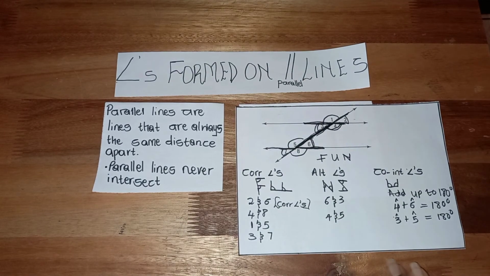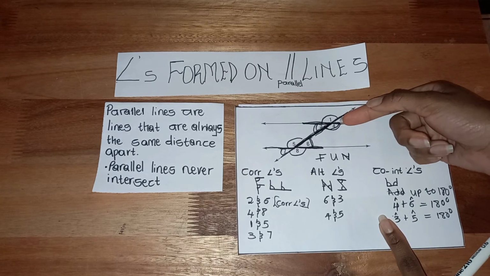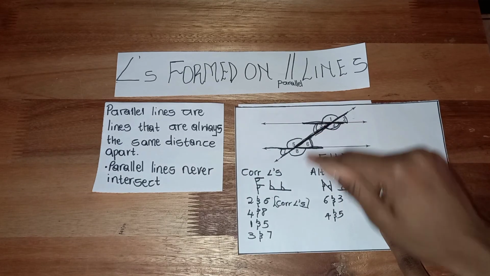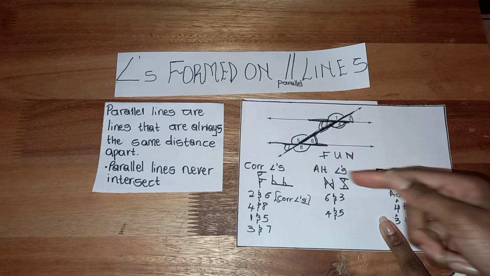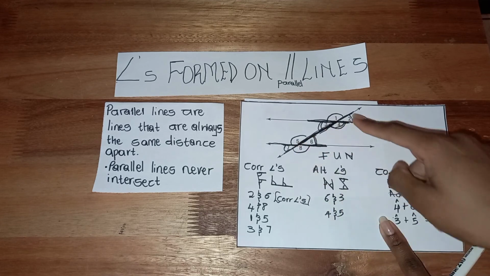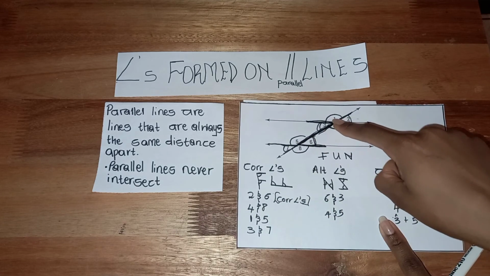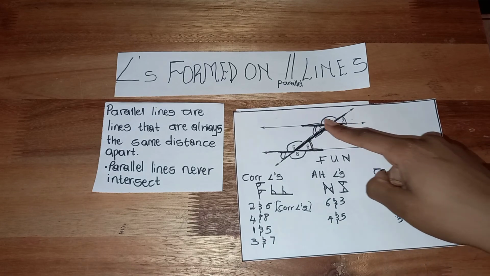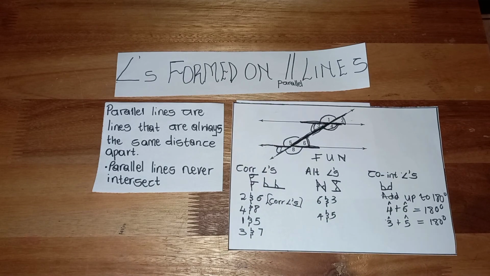So let me show you other things like vertically opposite angles. You can see that angle 1 equals angle 4 because they are vertically opposite. Angle 2 equals angle 3 because they are vertically opposite. Same applies to this side. And then here you can see that we have a point, and around this point there are angles. So angles around a point add up to 360 degrees.